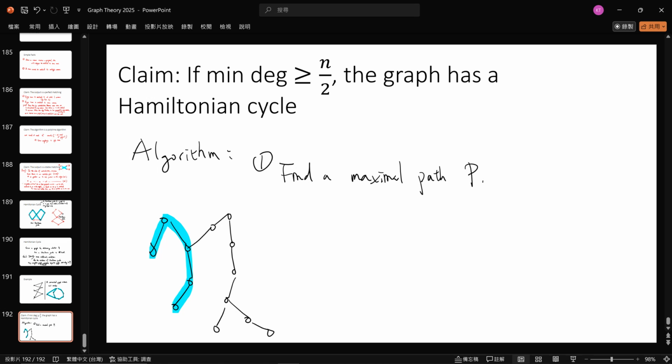Okay, but for this path, this is a maximal path. Even though this is not the longest path, because the longest path should take these edges, this is maximal in the sense that we cannot extend or add edges to the endpoints. So this is a maximal path.